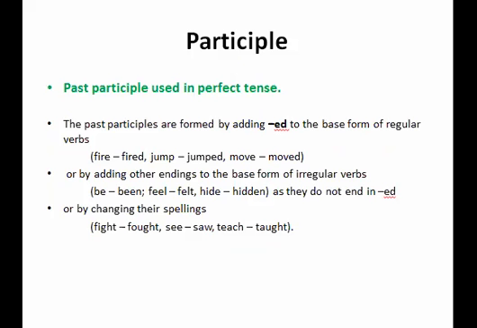Oh, sorry, past participle. Past participle is used in the perfect tense. While present participle is used in the continuous tense, past participle is used in the perfect tense. The past participles are formed by adding ed to the base form of regular verbs: fire, fired, jump, jumped, move, moved, or by adding other endings to the base form of irregular verbs. Be changes into been, feel changes into felt, hide, hidden, as they do not end in ed, or by simply changing the spellings. Fight changes into fought, see into saw, and teach into taught.